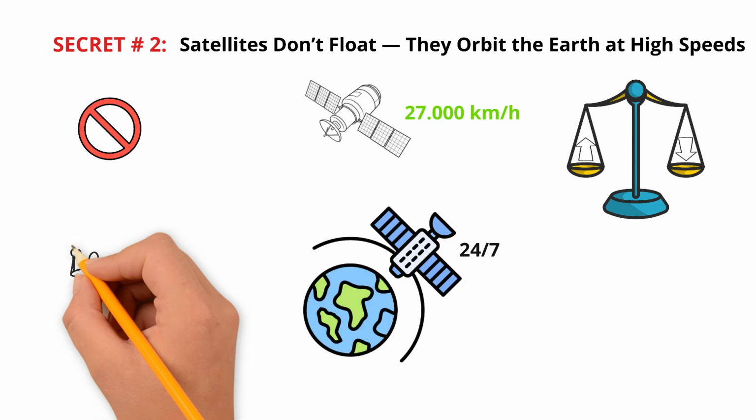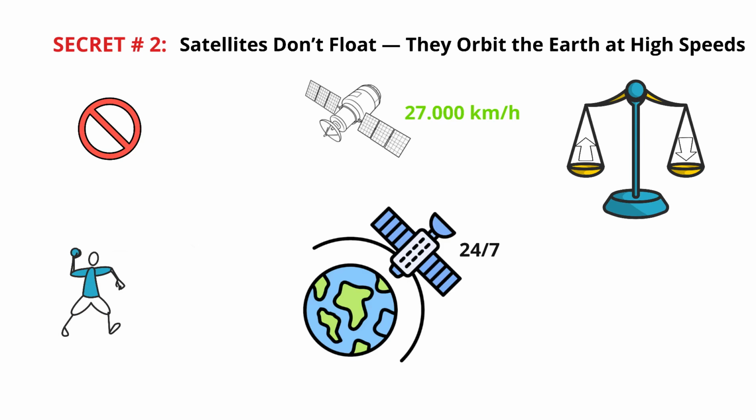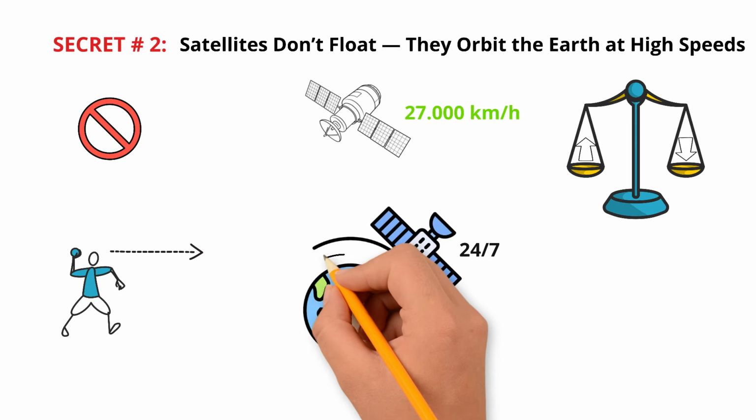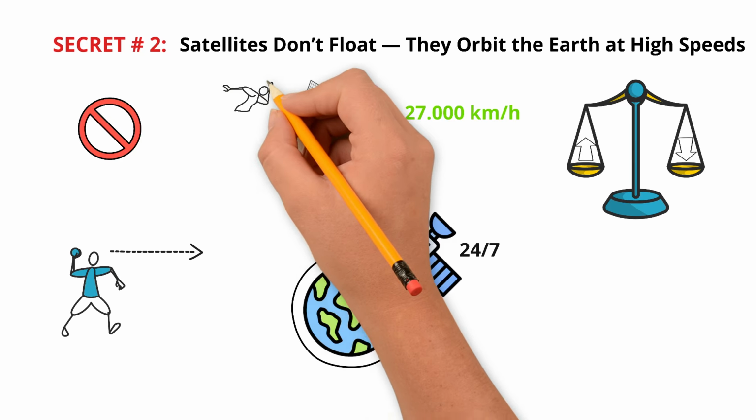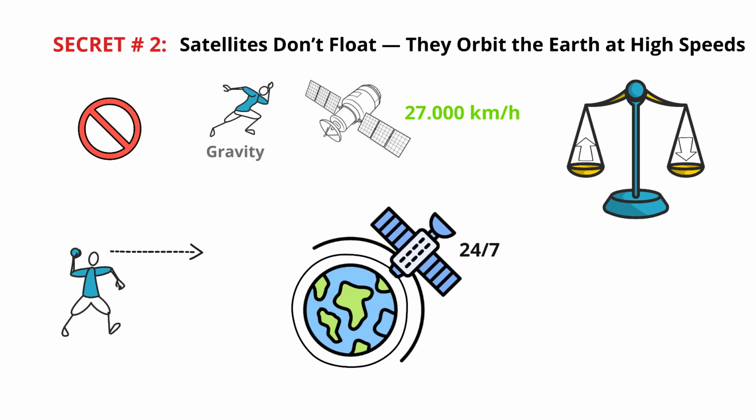Think of it like this. If you could throw a ball fast enough, it would keep circling the Earth instead of hitting the ground. That's what satellites do. They move forward so quickly that as gravity pulls them, the planet curves away beneath them. It's a perfect balance between motion and gravity.